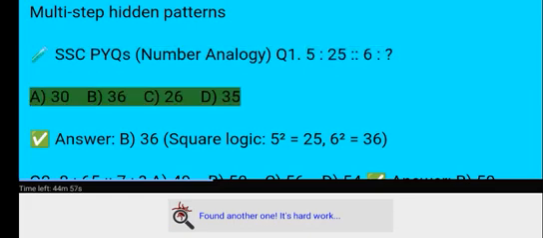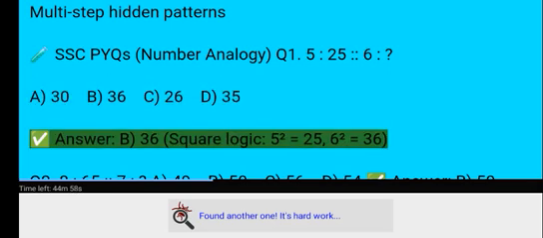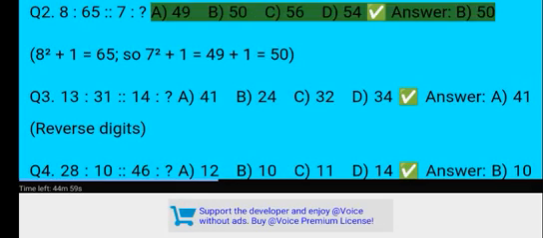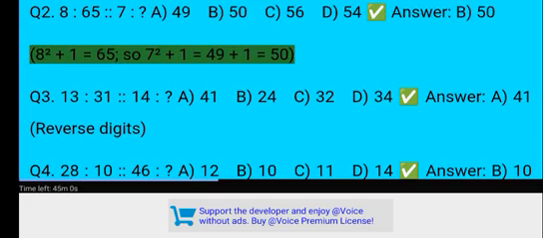SSC PYQs, number analogy. Q1: 5, 25, 6. A30, B36, C26, D35. Answer: B36, square logic. 5 squared equals 25, 6 squared equals 36. Q2: 8, 65, 7. A49, B50, C60, D54. Answer: B50. 8 squared plus 1 equals 65, so 7 squared plus 1 equals 49 plus 1 equals 50.